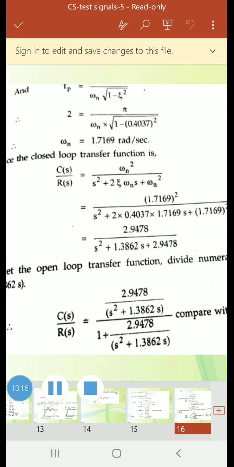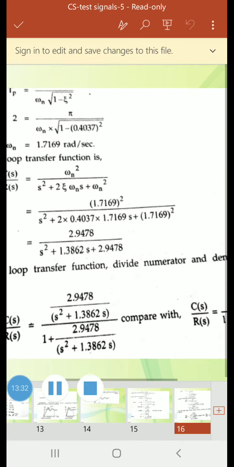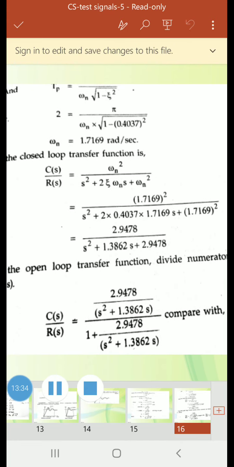Hence, the closed loop transfer function is C of S by R of S is equal to omega n square by S square plus 2 damping ratio omega n S plus omega n square. So, which is equal to 1.7169 square by S square plus 2 into 0.4037 into 1.7169 S plus 1.7169 square, which is equal to 2.9478 by S square plus 1.3862 S plus 2.9478.